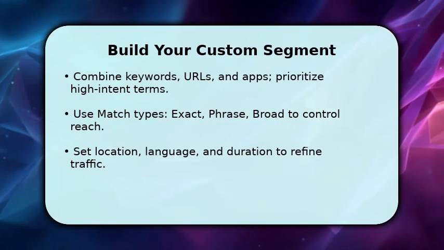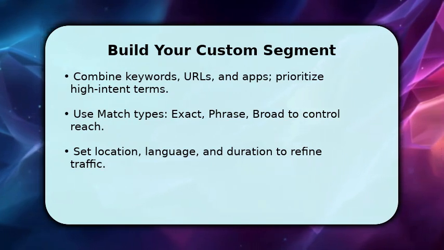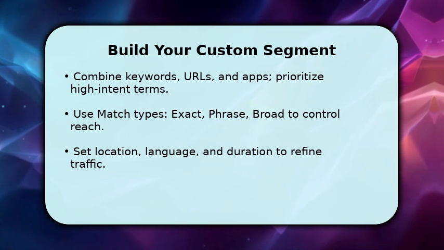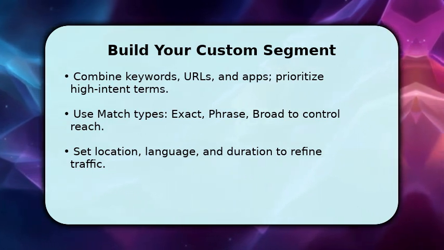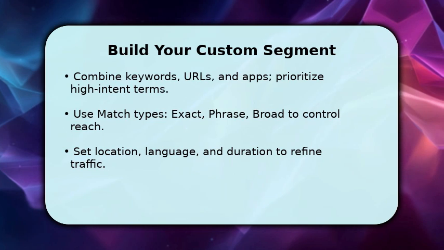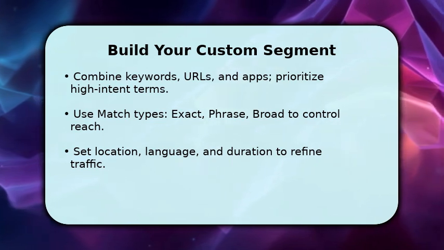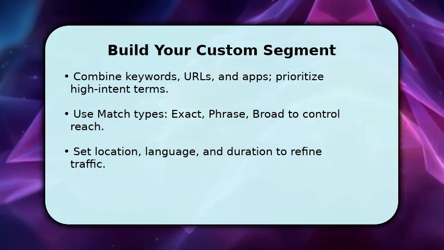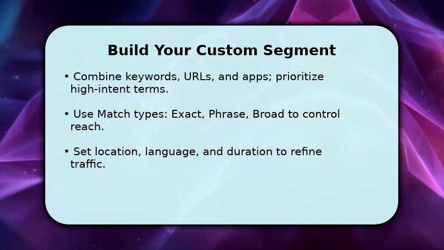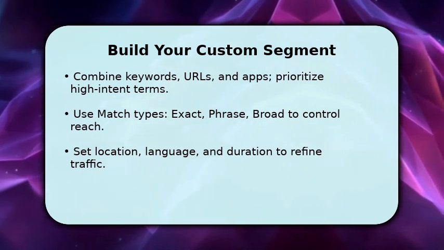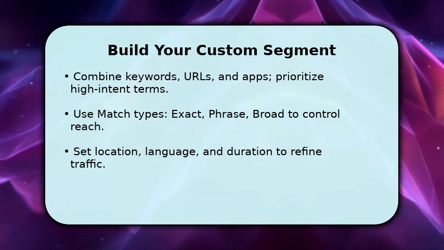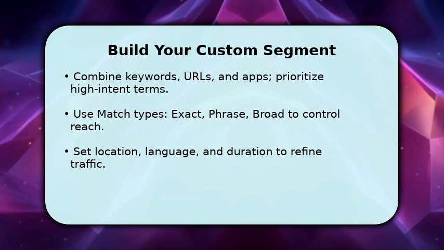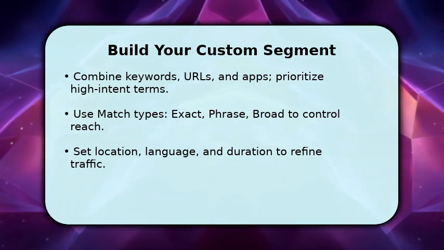You now assemble the segment. Add high-intent keywords first, then supplement with relevant URLs and app ID to capture behavior signals. Use match types deliberately, exact for tight intent, phrase to broaden slightly, broad for discovery, because each changes reach and relevance. Once done, set location and language targeting and pick membership duration based on campaign goals, shorter for promotions, longer for brand funnels. Make sure to preview estimated audience size, adjust keywords or match types to balance volume and precision.